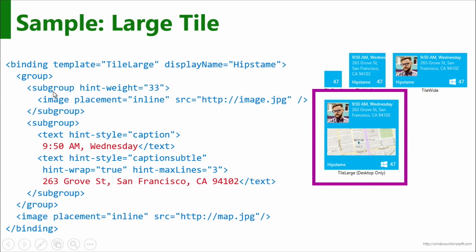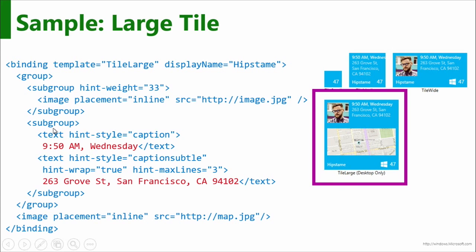Subgroups, on the other hand, you can almost think of as a column. So in this case, I'm saying subgroup 33, which is basically a third, right? That's its hint weight, which is its width. And so over here, you can see this image of this person is a third column. You can see it's a third of the width of the tile. And the reason I can do that is, of course, here's the image. It's an inline image, different than a background image. And I've set it to be 33.